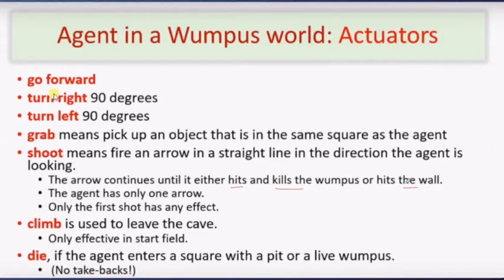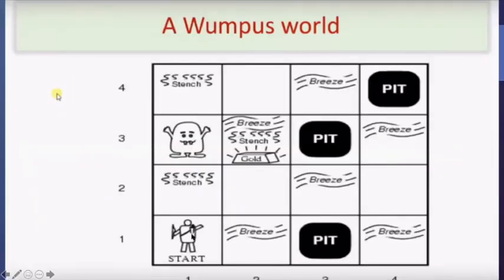Hitting the wall means there is a wall, right? It's a 4x4 grid, and if the agent wants to go out of the grid, definitely there is a hit with the wall. So if you see this particular diagram, if the agent is here and wants to go to its left, definitely there is a hit, right? This agent is in that direction right now.